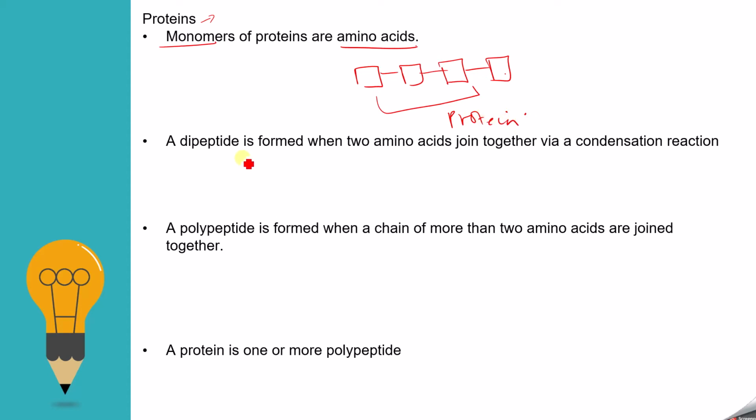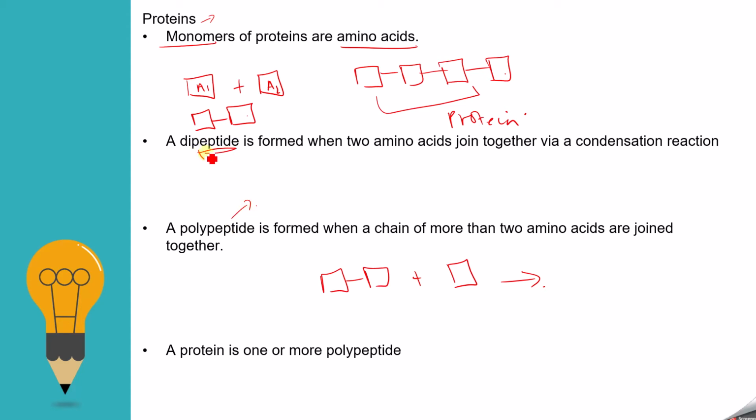Now, a dipeptide, I'm just throwing random words at you now. A dipeptide is formed when two amino acids, so amino acid 1 plus amino acid 2, join together via a condensation reaction, you get a dipeptide. So two amino acids joined together forms a dipeptide. A polypeptide is when a chain of more than two amino acids are joined together, which gives a polypeptide, and this polypeptide is referred to as a protein.